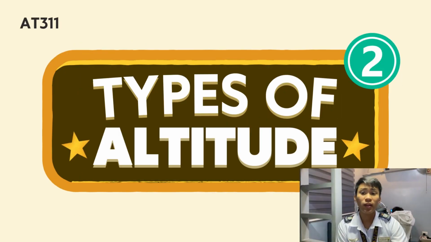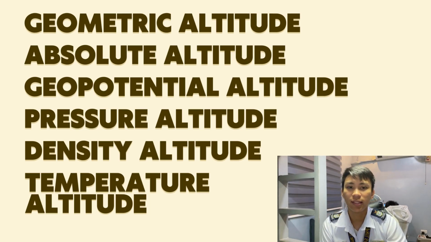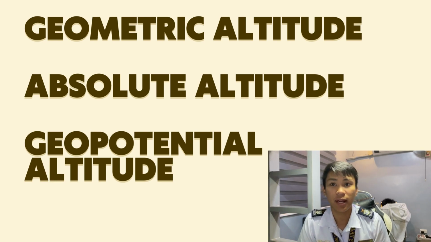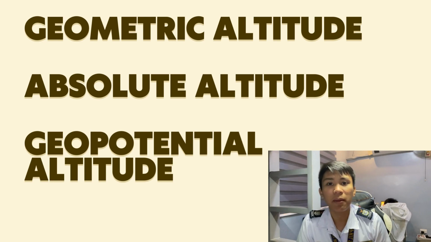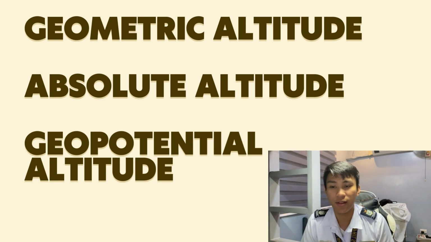Number 2, what are the different types of altitudes? We have 6 types of altitudes. We have geometric altitude, absolute altitude, geopotential altitude, pressure altitude, density altitude, and temperature altitude. When you talk about geometric altitude, it refers to the actual altitude measured from the sea level or from the ground. Geometric altitude is used primarily in aviation for navigation and obstacle clearance, while absolute altitude is the distance or altitude measured from the center of the Earth.